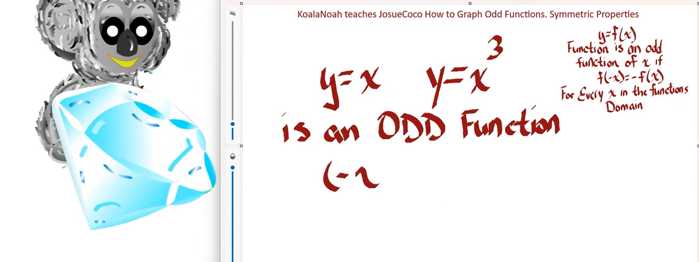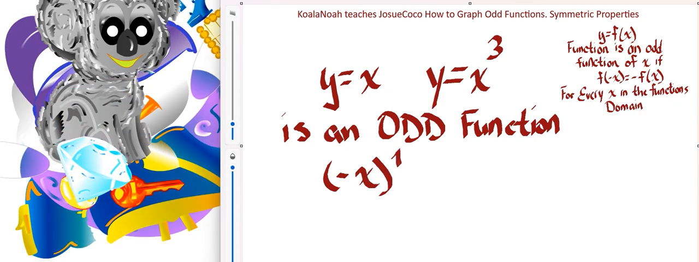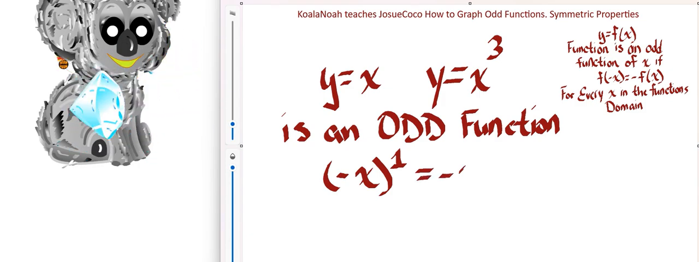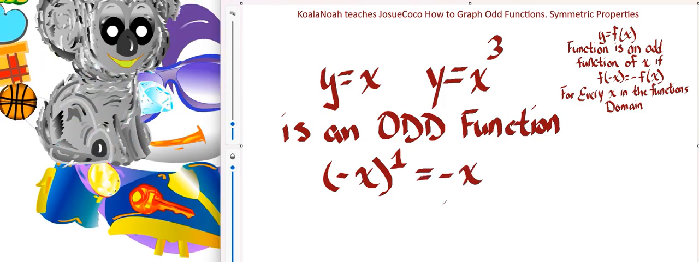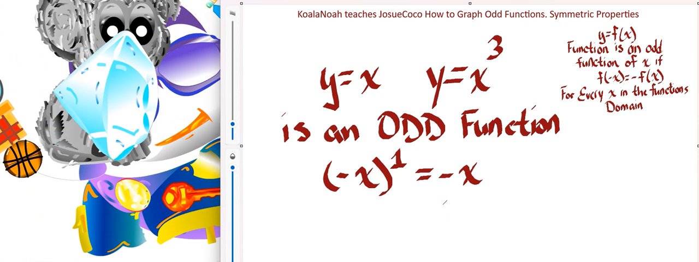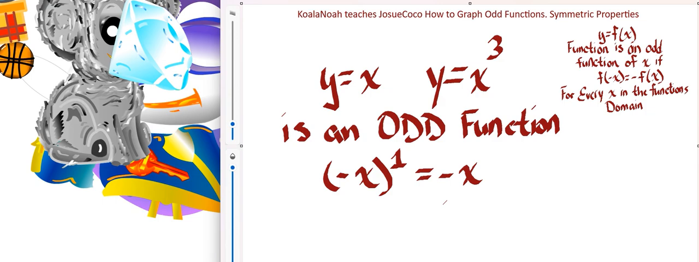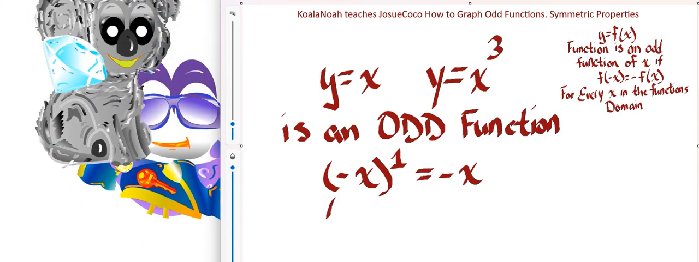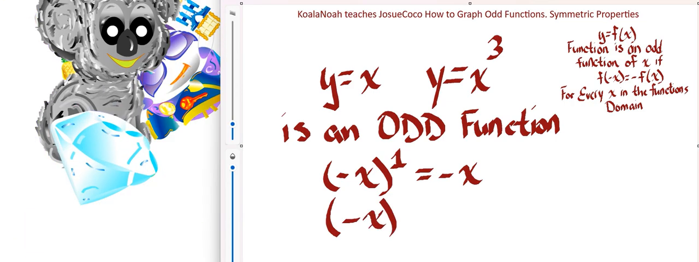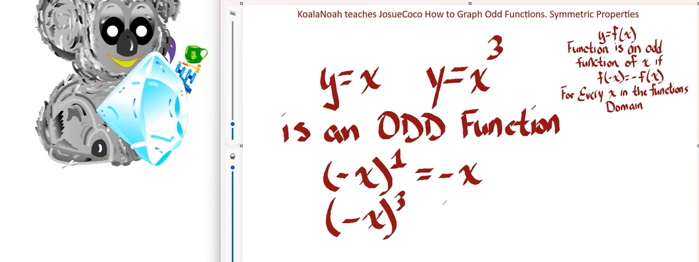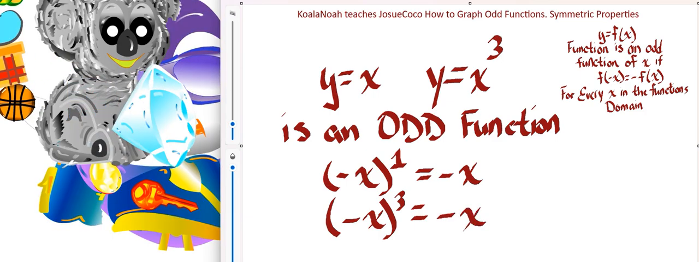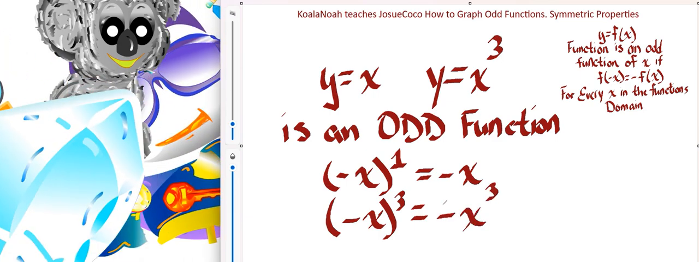Let's begin to apply the shortcut. Negative X to the first power equals negative X. Next example. Negative X to the third power equals negative X to the third power.